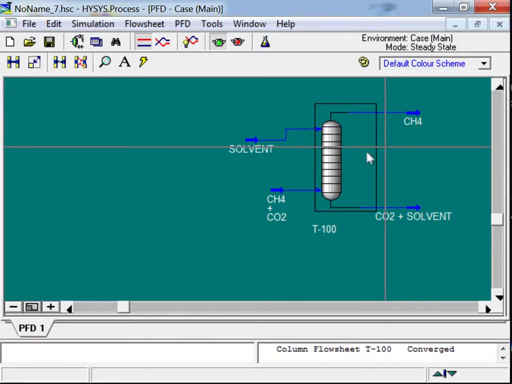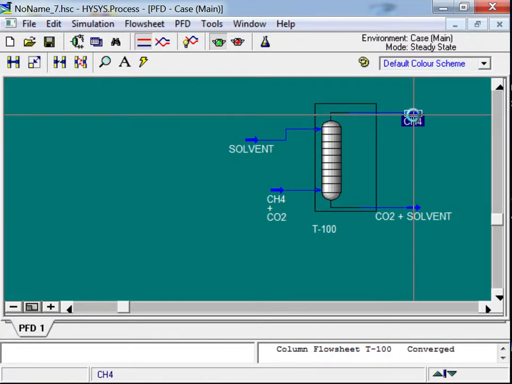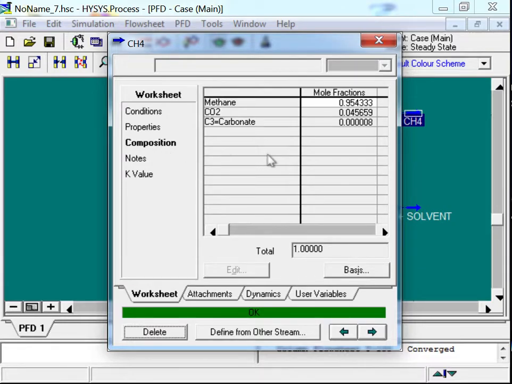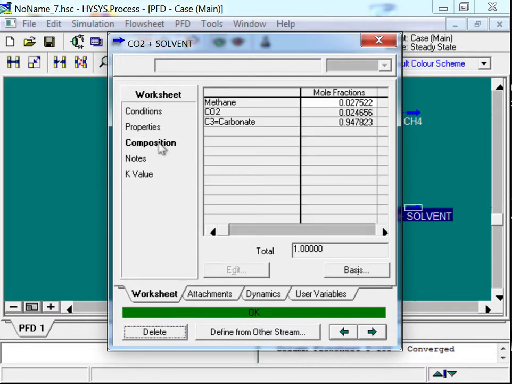If we have to check whether our simulation was well done or not, we have to check the composition of CH4 in our gas. So here we have 0.95 of methane and just 0.04 of CO2. So we're going to say it's a good separation. It's not completely done, but we still have some CO2 in our CH4. The same thing here, we have just a little methane, just a little CO2, and a lot of solvent.